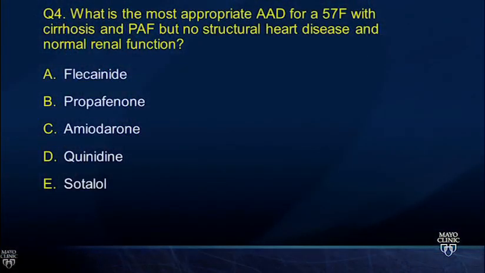All right, we have another question here, and that is, what is the most appropriate antiarrhythmic drug for a 57-year-old female with cirrhosis but no structural heart disease and normal renal function? You're treating atrial fibrillation. Flecainide, propafenone, amiodarone, quinidine, or sotalol.